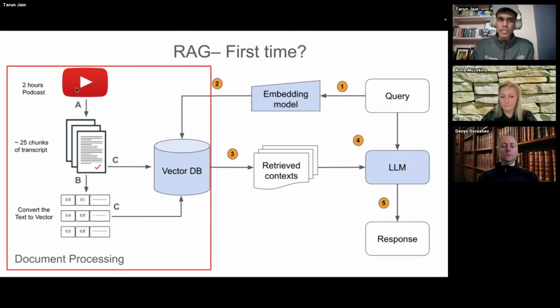So for document processing, you have the external data. You're splitting that external data into multiple chunks. Why do we need this chunking process? Most large language models have a limited context window. So it's better to chunk the data and then give it to the vector database, right?